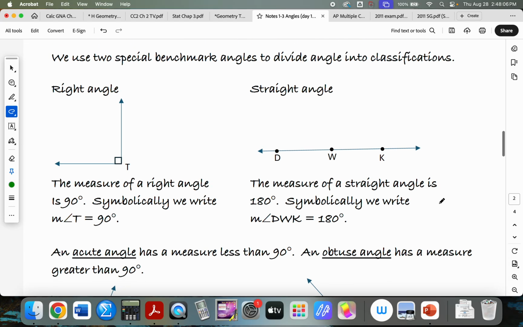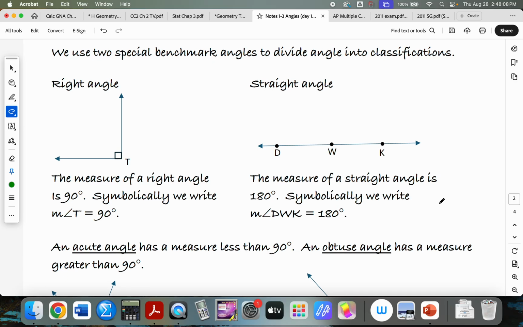So, there are two special benchmark angles that we use to divide angles into classifications. First of all, there's the right angle. The measure of a right angle is 90 degrees. Symbolically here, we want to say the measure of this angle, we write that little M in front. That little M in front says the measure of this angle is a certain number of degrees.